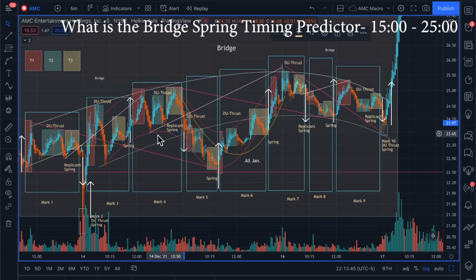It's just that drawing this line can be a little difficult. Okay, so here it is right here, here it is right here, and then here it is over here. So these are the replicant springs here, here, and here. We break down, and then it points to the next top. So that's one principle that I identified early on that I've been using.